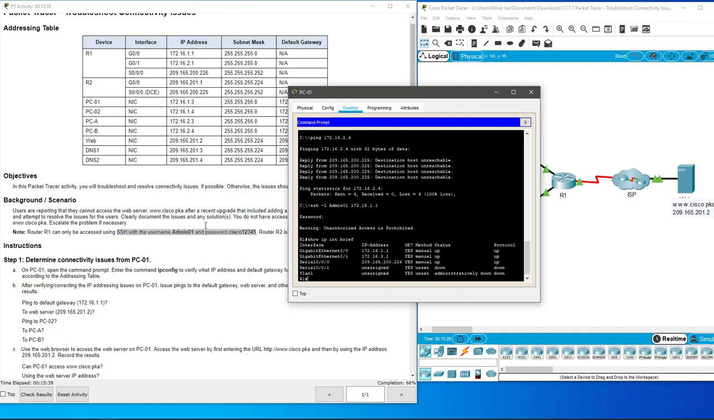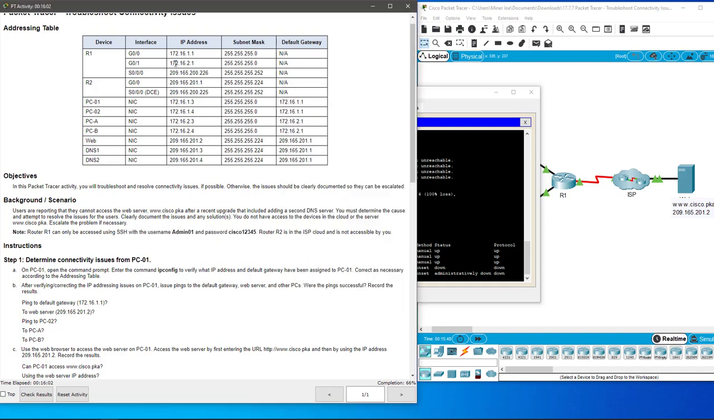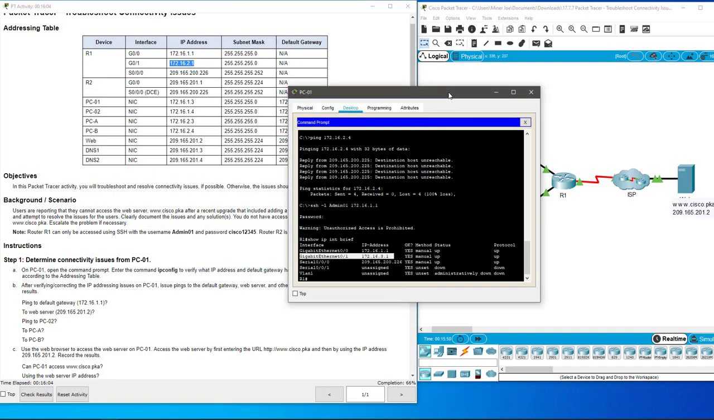Now, right from here, we can see there's a problem. We just SSH'd in on this interface, 172.16.1.1, and we know that the other interface, the one that's pointing to where PCA and B are connected, G0/1, has an IP address listed as 172.16.3.1. But it's supposed to be 172.16.2.1. So that's where the problem lies.